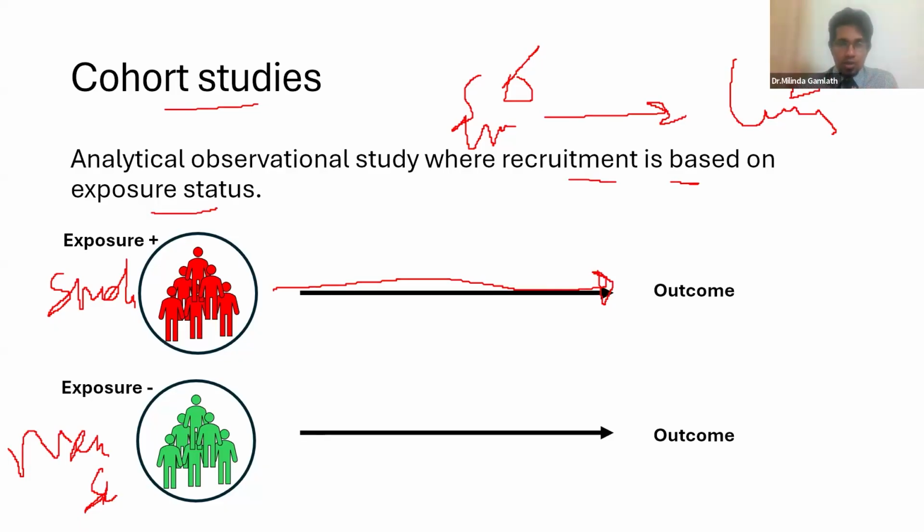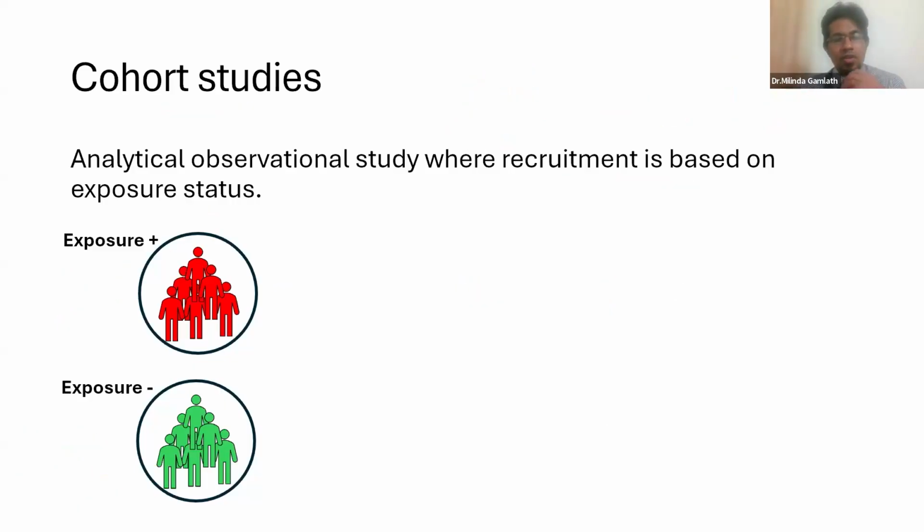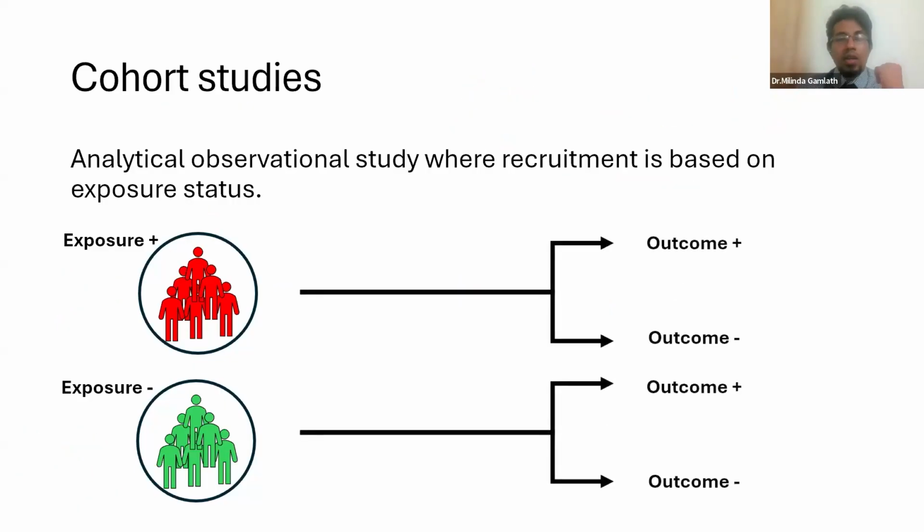So you start off with a group of exposed people and unexposed people, a group of smokers and a group of non-smokers. And then you follow them up for a set period of time, 10, 20 years, and you see how many in either group develop lung cancer. You will have people in the exposed group developing lung cancer, and some in the non-exposed group as well, because the only reason for lung cancer is not smoking. There can be other reasons as well.